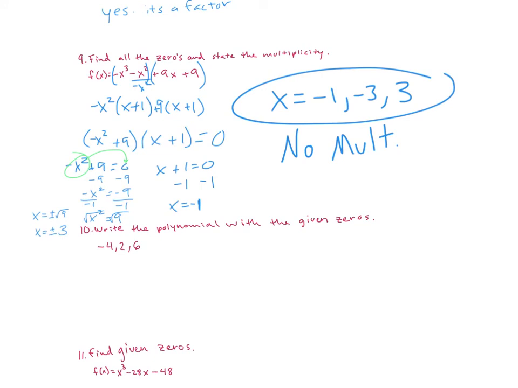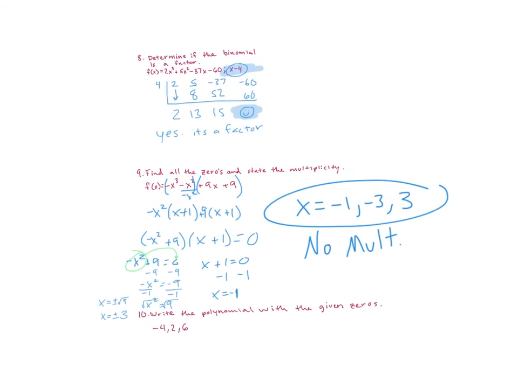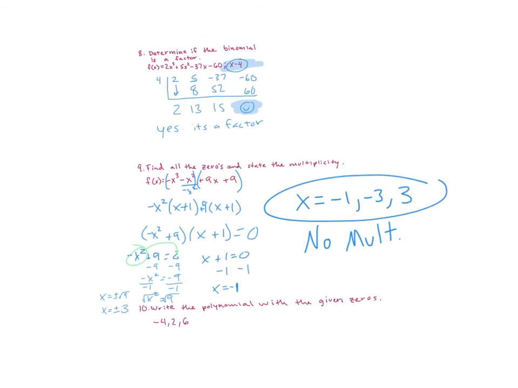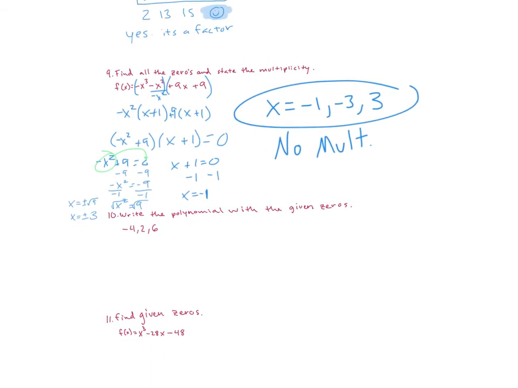Any questions on this one? How do you find the multiplicity? Multiplicity is just if it repeats or not. So if we had, like, the example I did on the last slide. Any other questions? All right, we got 2 more problems to do.